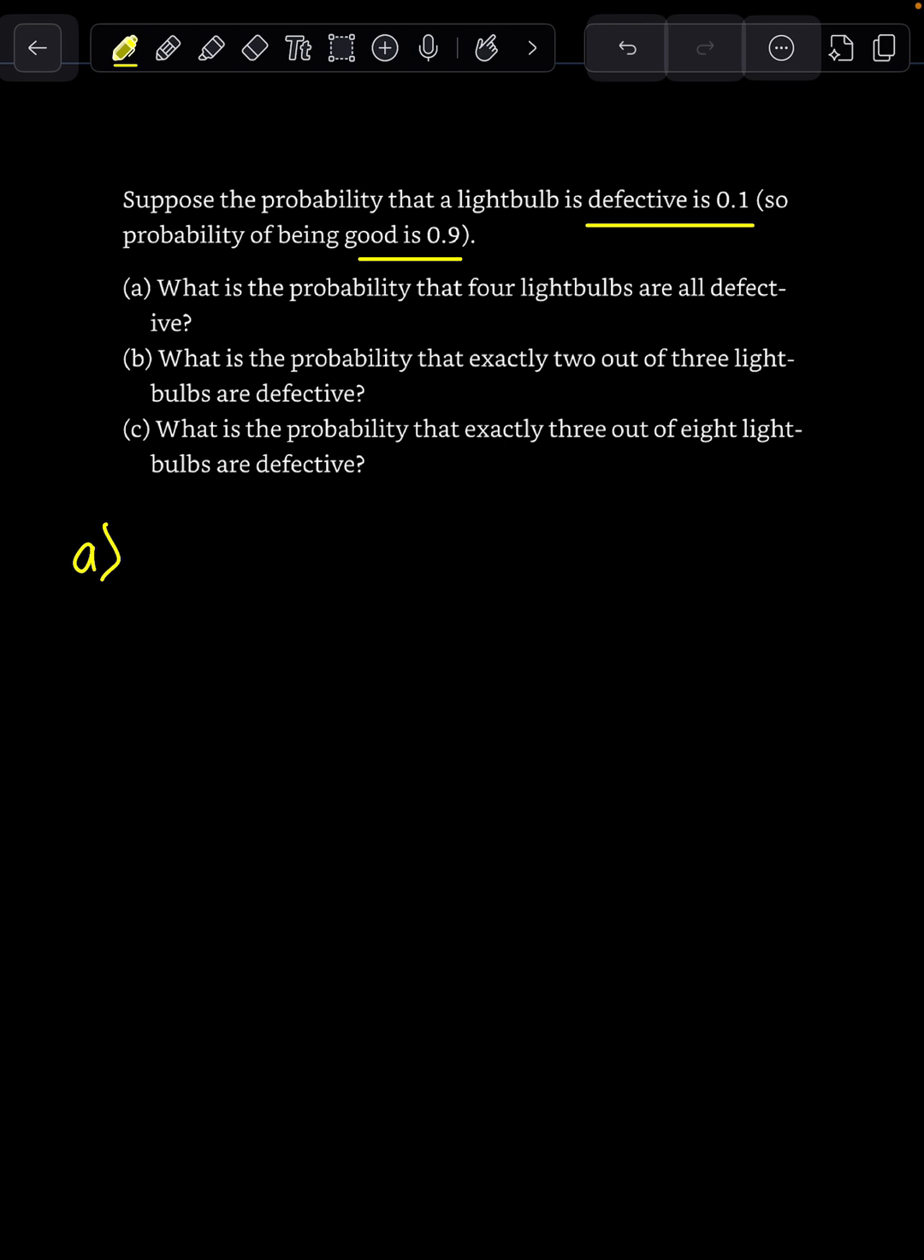Well, we need to assume that light bulbs being defective are independent. In other words, one light bulb being defective does not change the probability that another light bulb will be defective. So if we can assume independence, I can just take those probabilities and multiply them together, which is, of course, the shortcut might be to see something like this and to recognize that is 0.0001.